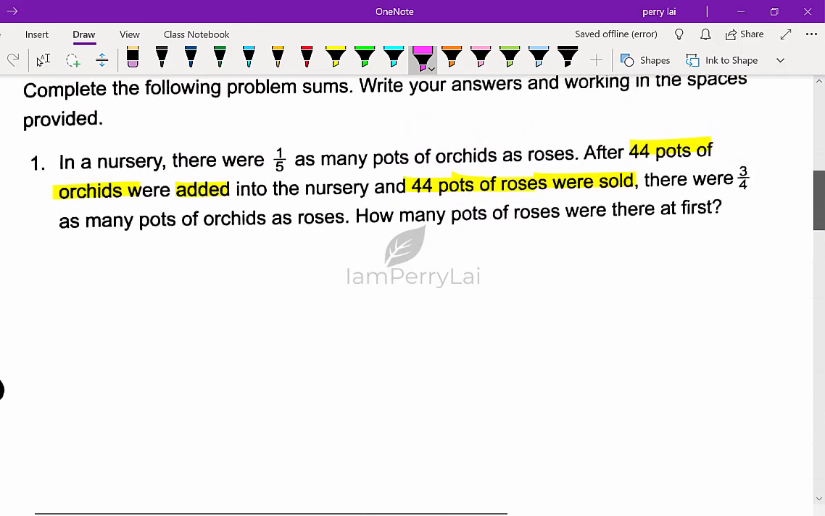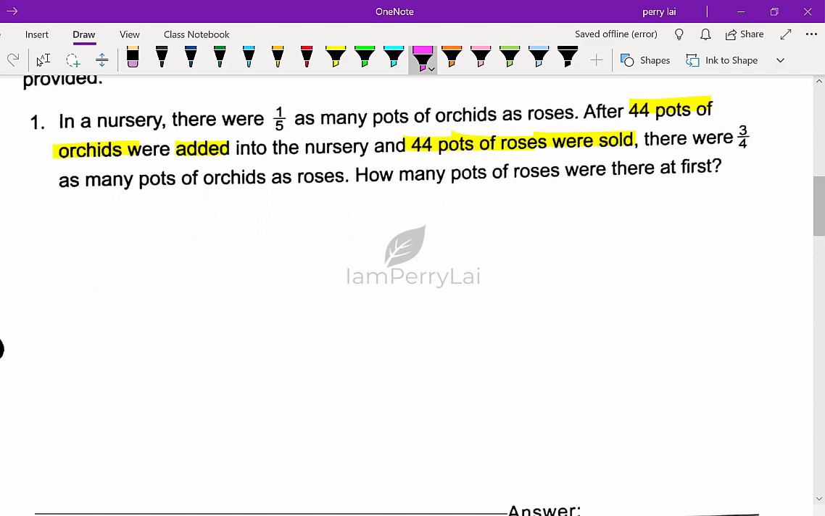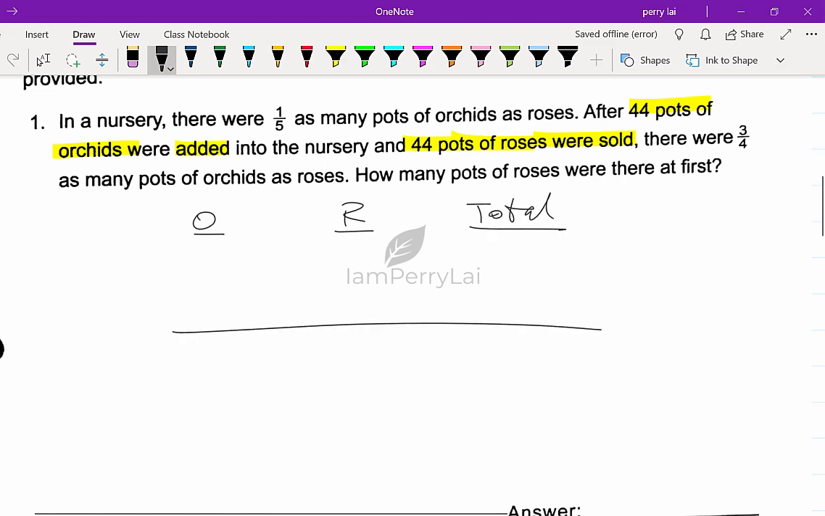Now that you see the pattern, let's solve it. Here's what you do. There are orchids and there are roses, and we know that the total is not changed, so we're going to add in the word total here. We're going to deal with units. In this case, there's 1/5 as many orchids as roses, which means for every one part of orchids, you get 5 parts of roses, giving a total of 6 parts. I'm going to use ratio in this case. If they've not learned ratio yet, no worries, just use units: 1 unit, 5 units, and 6 units.